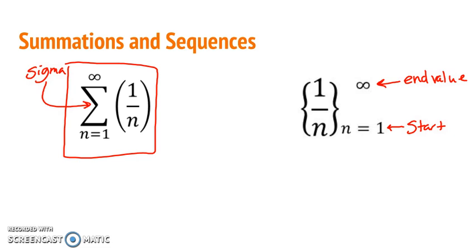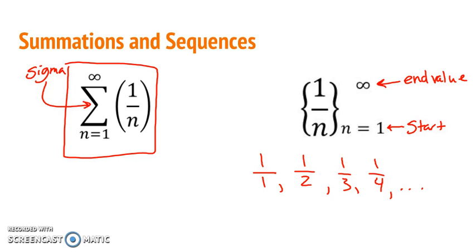So I'm going to start with n equals 1. So the first term in my sequence was 1 over 1. Okay, the second term in my sequence was 1 over 2. The third term was 1 over 3. The fourth term was 1 over 4. Okay, and that pattern kept continuing. Okay, that was our sequences.